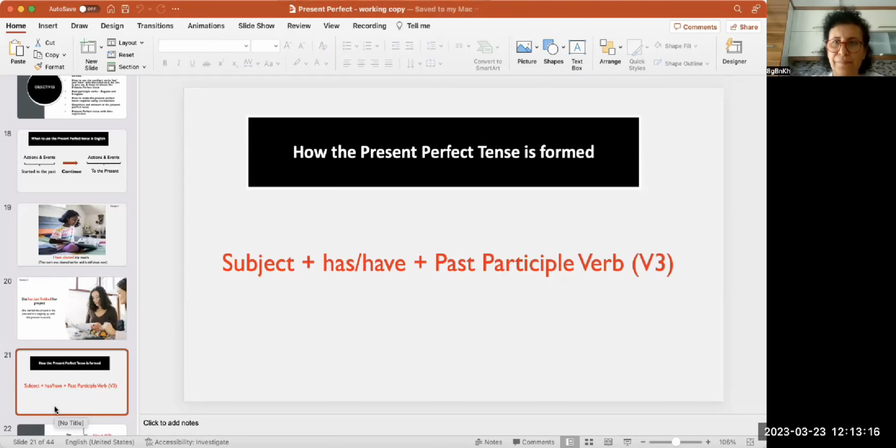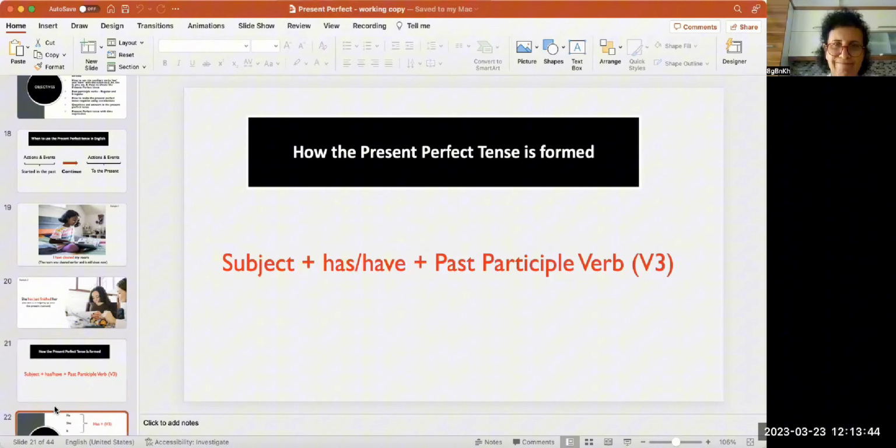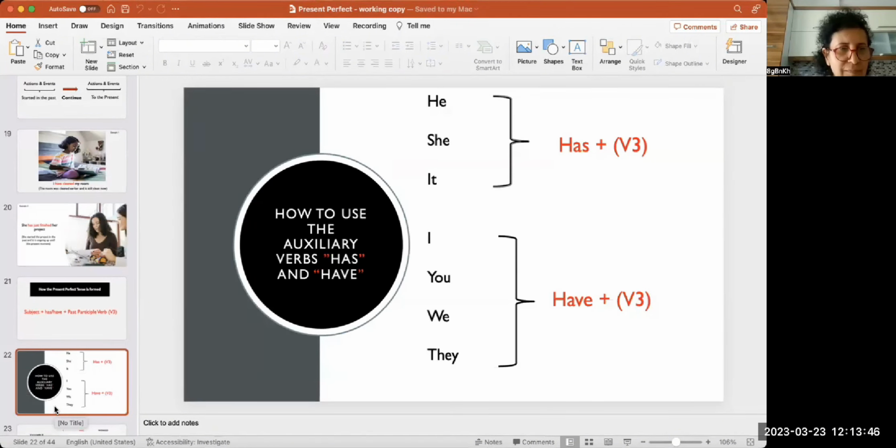But that's your subject. Now, you're either going to use has or have with that subject, okay? And we will talk later on how you decide whether you use has or have. And then the last part is the past participle verb, okay? Now, we will go into detail, break down each category in this formula, okay? So let's start with an example.